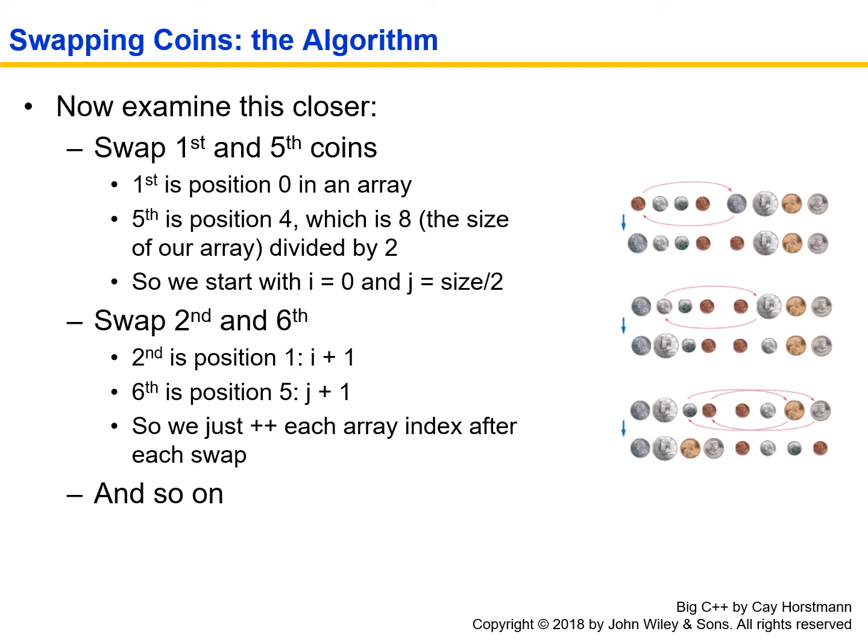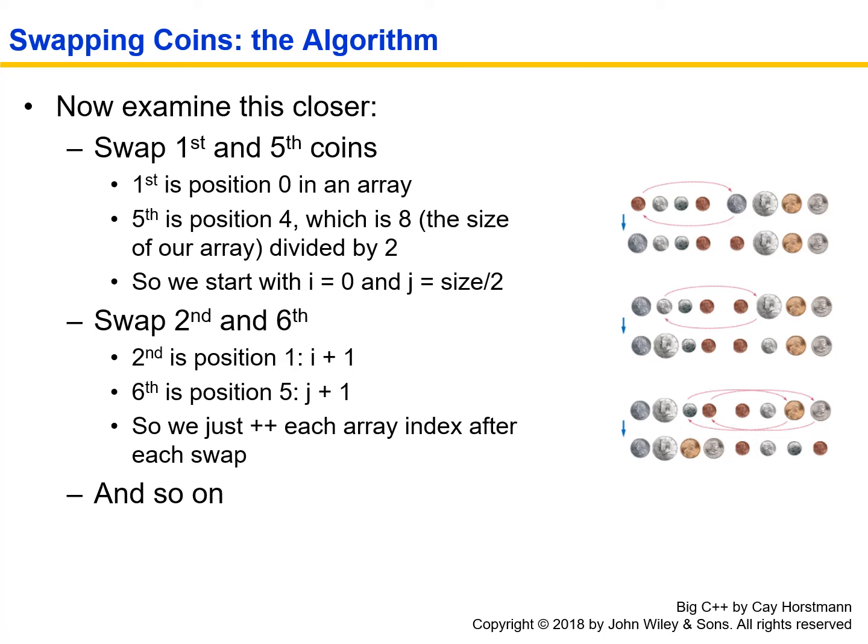When we swap the first and fifth coins, the first is going to be position 0 in an array. The fifth is going to be position 4, which we can decide is 8, the size of our array, divided by 2. So the first index we want to use, we'll call it i, is going to be 0, and the second index, j, is going to be size over 2. When we move to the second and sixth position, we're looking at position 1, which is i plus 1, and position 5, which is j plus 1. So all we have to do after each swap is increment the array index.